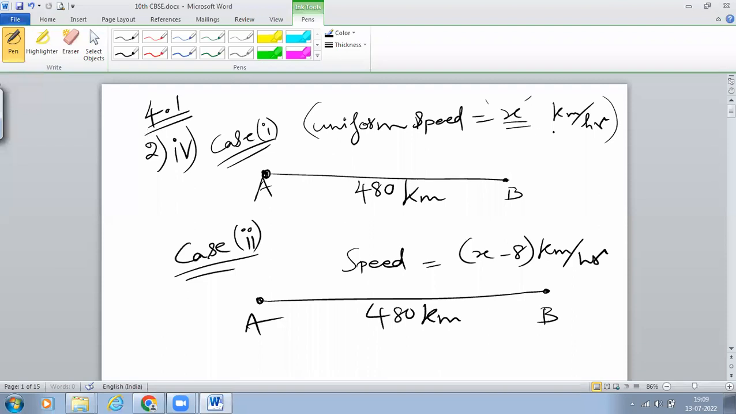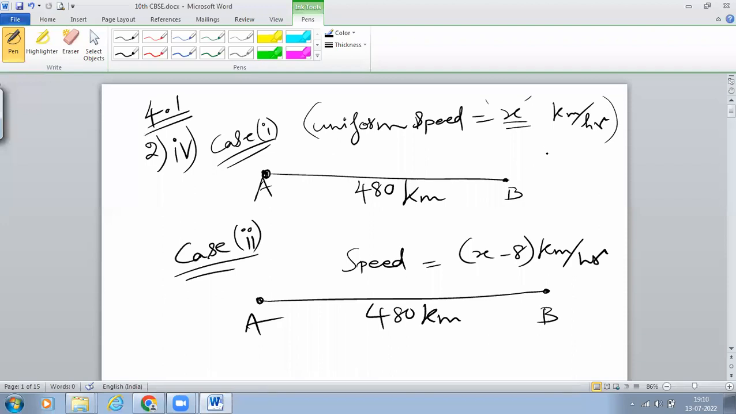Initially the train moves at a speed of x km per hour. In the second case, the speed is 8 km per hour less. But the condition is given. If the speed is less, now this is very simple logic, then the time taken to cover the distance decreases or increases? Please answer me. Could you repeat, sir? Again, I'll repeat.